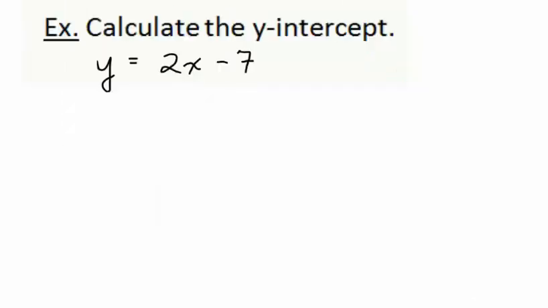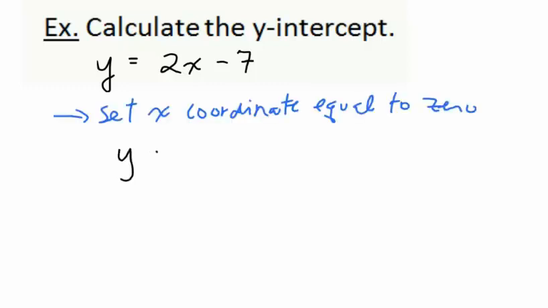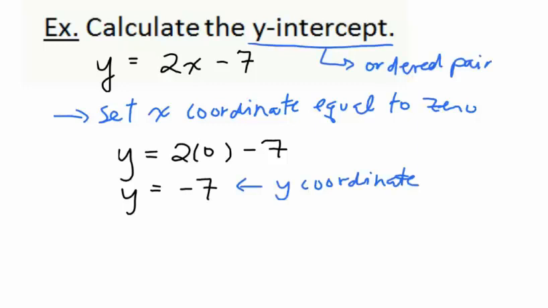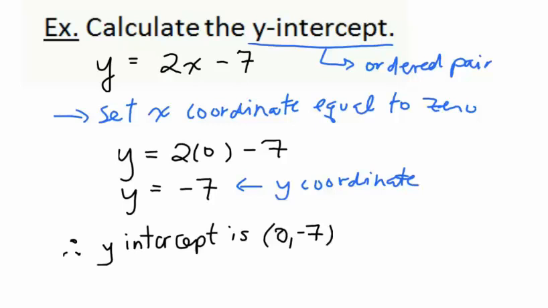Similar to what we saw earlier, this is going to give us a strategy to calculate y-intercepts. If we want to calculate the y-intercept, we're going to set our x-coordinate equal to 0. In this example, if our x-coordinate is equal to 0, we get 2 times 0 minus 7, or y is equal to minus 7. Remember, this is similar to what we saw before, so y equals minus 7 tells us the y-coordinate. It doesn't tell us the y-intercept, which must be an ordered pair. In this particular example, we might say that the y-intercept is the point (0, negative 7).